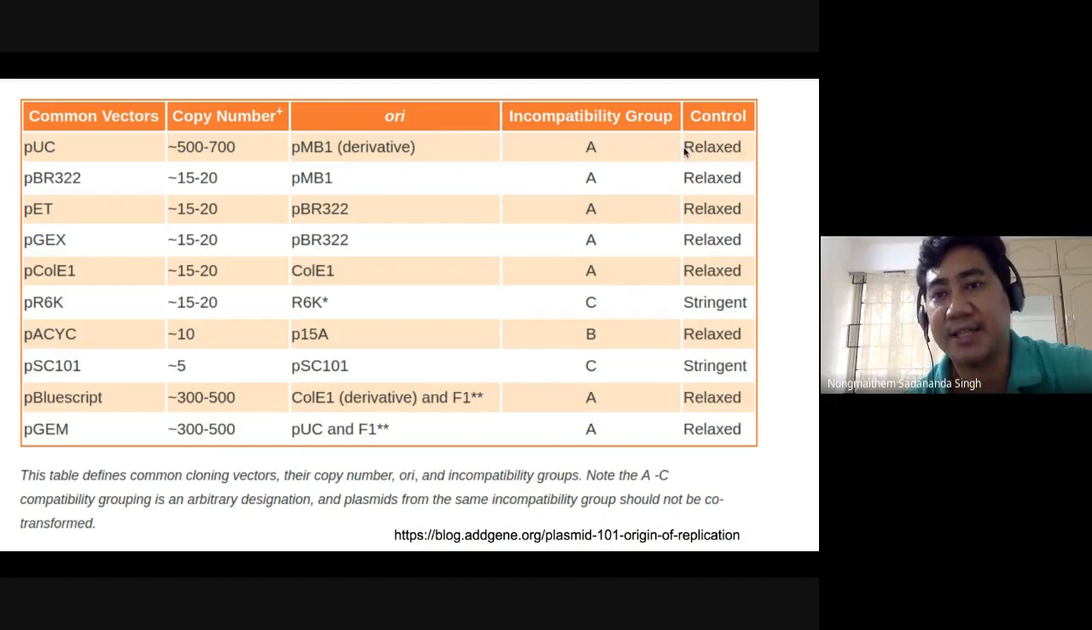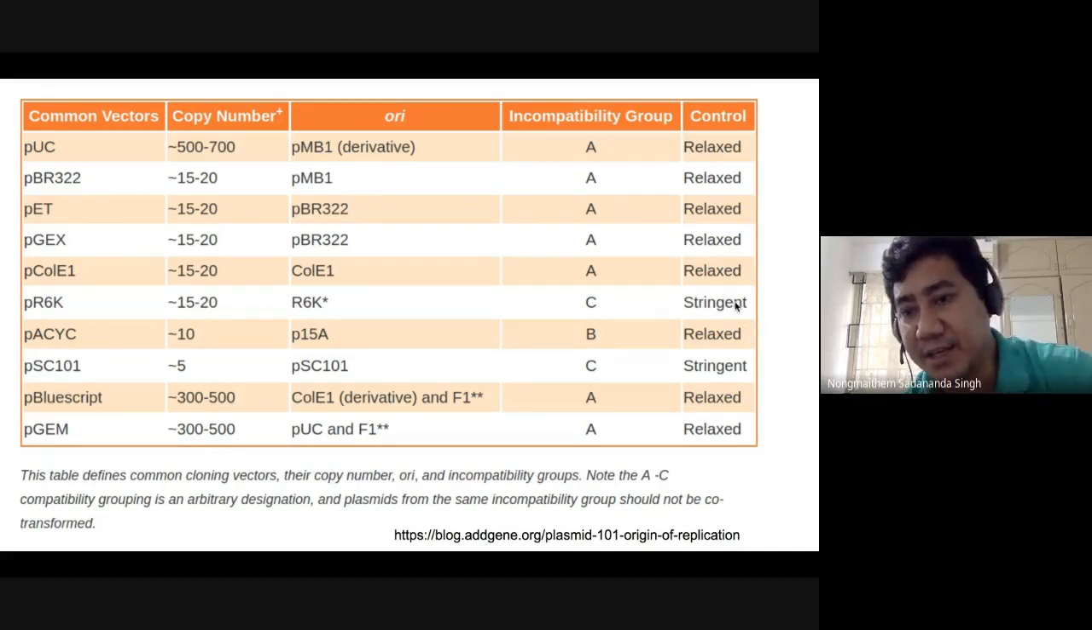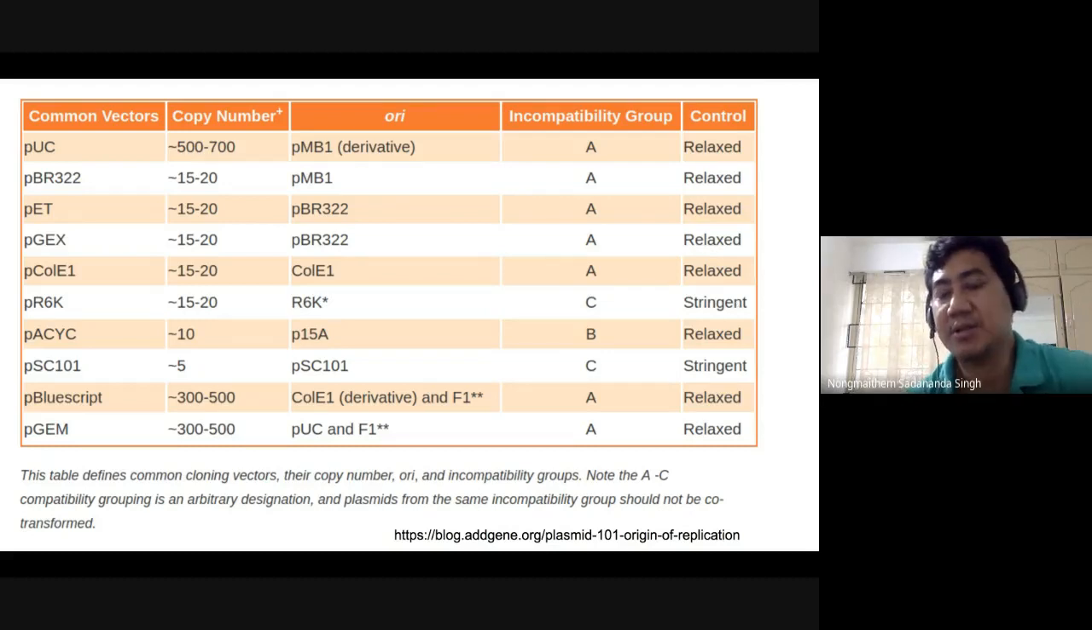These are relaxed plasmids. You can get multiple copies. See here, 500 to 700. If you put into pUC, you will get 500 to 700 copies of the gene you are looking at. And stringent means the number of plasmids inside the system is very low, because the replication of the plasmid is very closely linked to the division of the host cell.